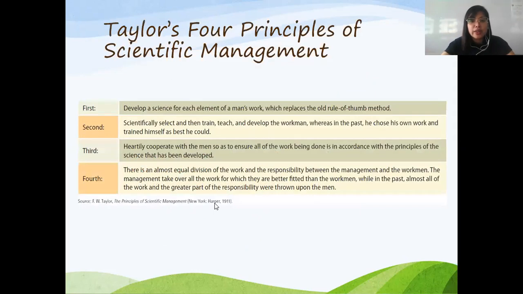So according to Taylor, there are four principles of scientific management. The first one is the development of a science for each element of a man's work, which replaced the old rule of thumb method. So there is a standard. Unlike before, when there was no rule, what happens today is the thing that you will follow for today. For scientific management, there is a standard on how you do the task each day.